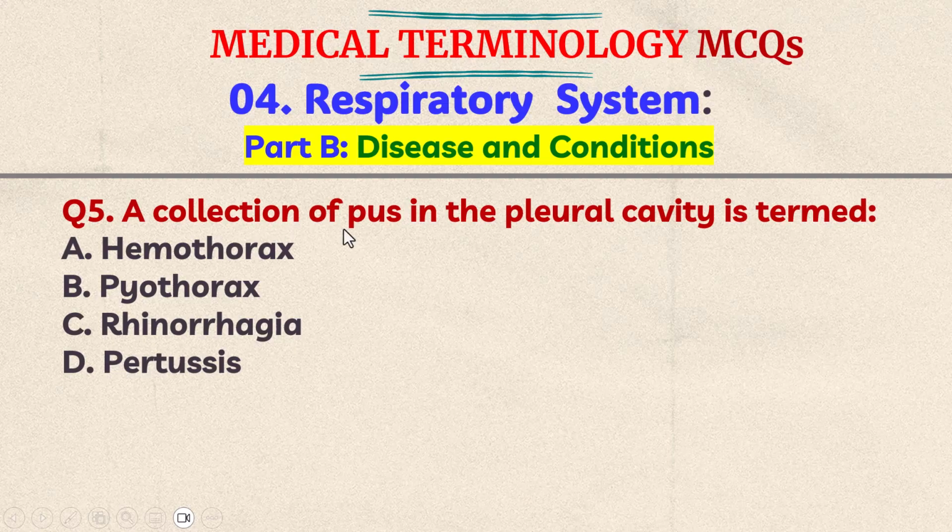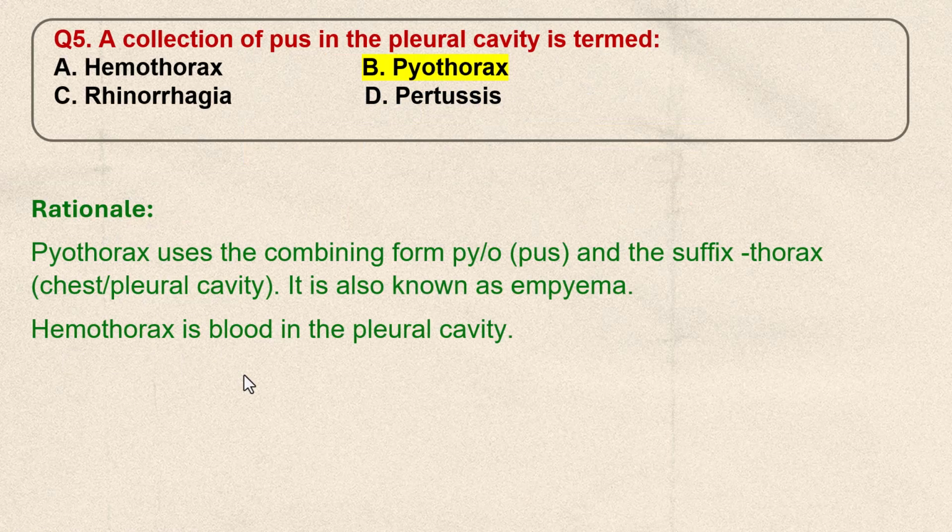Question number 5. A collection of pus in the pleural cavity is termed A. hemothorax, B. pyothorax, C. rhinorrhea, D. pertussis. Think the answer. The correct answer is B. Pyothorax. Pyothorax uses the combining form pyo, that means pus, and the suffix thorax, that is chest or pleural cavity. It is also known as empyema. On the other hand, hemothorax is blood in the pleural cavity.